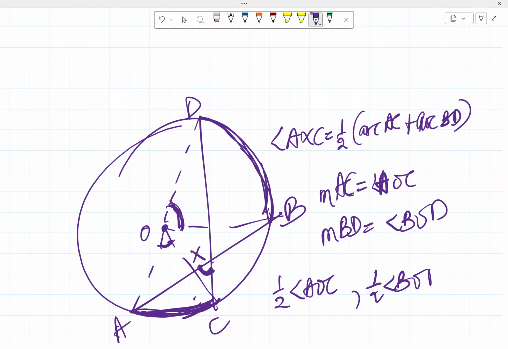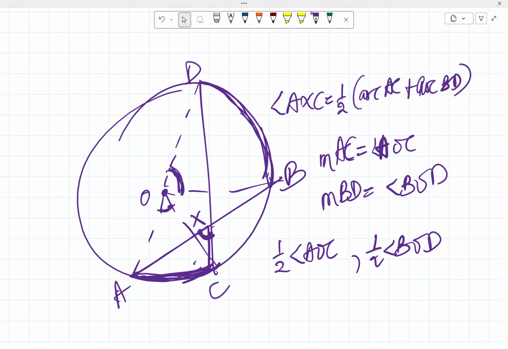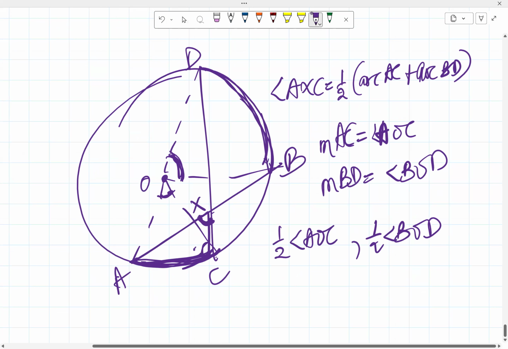Like that. So a standard angle chase shows angle AXC right here is going to be half of whatever we have here, right? So a standard angle chase shows angle AXC equals the sum of two inscribed angles that intercept arc AC, so it intercepts arc AC, right? And BD, like that.